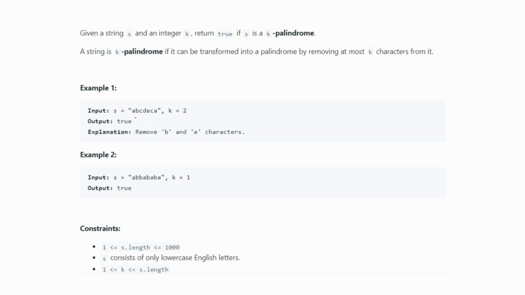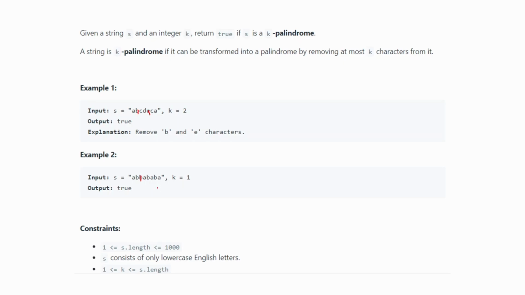Now if we remove B and E from the string, then it becomes ABCDCA. That means it becomes a palindrome string, and we could make this string a palindrome by removing only 2 characters. So this is true. And similarly in the second example, if we remove a single B from it, that means by removing a single character, we can make this string a palindrome too. So here we also return true.